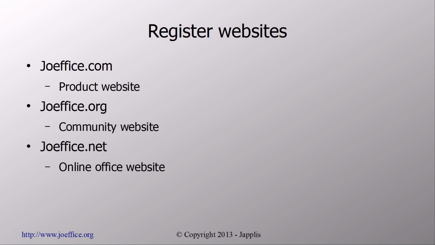Then we'll have joeffice.org. This one is more for the development community and participation. You don't need to be a developer. You may want to translate. You may want to improve the documentation of it, and so on. So it's really the documentation part and participation part. It's more like, I would say, the project page. And then you'll have joeffice.net, and this one will be dedicated to the online version of the Office. So here you'll be able to have it in your browser.